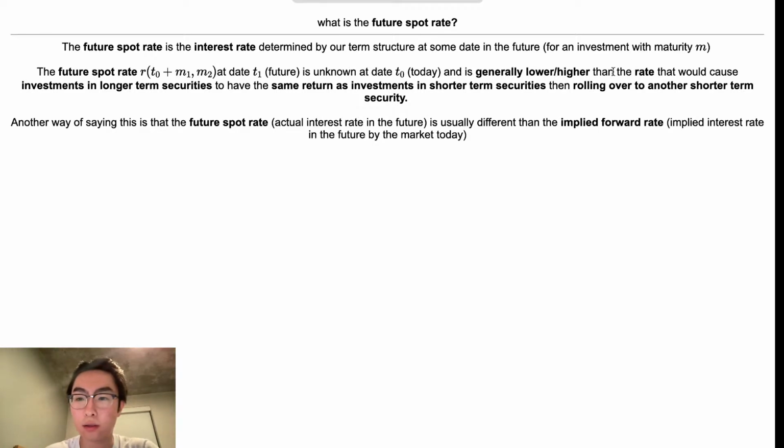Then there were the investments in long term, same returns, rolling over to another short-term security. Another way of saying this is that the future spot rate, the actual rate in the future, is usually different than the implied interest rate by the market today.